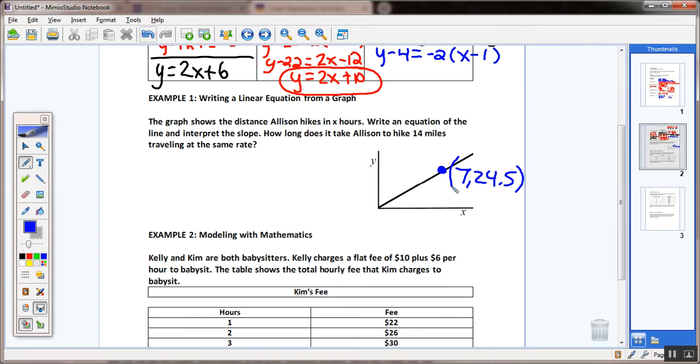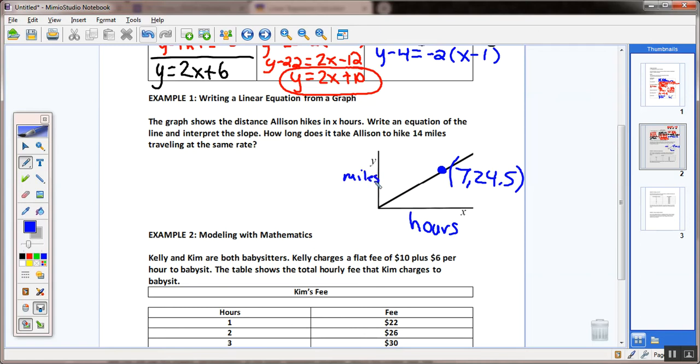All right. How about I volunteer to read example 1 where we're asked to write a linear equation from a graph? Anybody want to read that for me? Okay, I'll read it. The graph shows the distance Allison hikes in X what, kids? Hours. So X is going to be labeled hours down here. It says, write an equation of the line and interpret the slope. How long does it take Allison to hike 14 miles? So if X is hours, that means Y has to be what, kids? Miles. Okay.